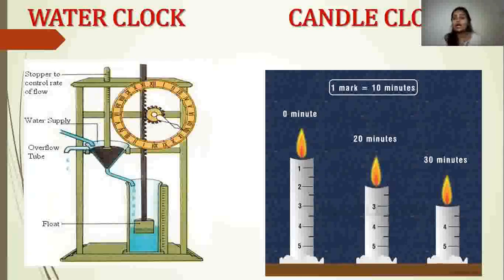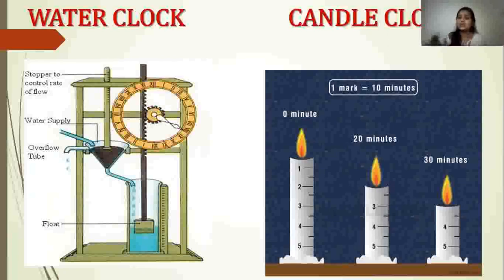Now the next clock that people used at that period of time was the candle clock. Markings were made on the candle. Here you can even see a picture of the marks they were making, where one mark was equal to 10 minutes. So based on the decrease in the length of the candle, the time period was analyzed by them.